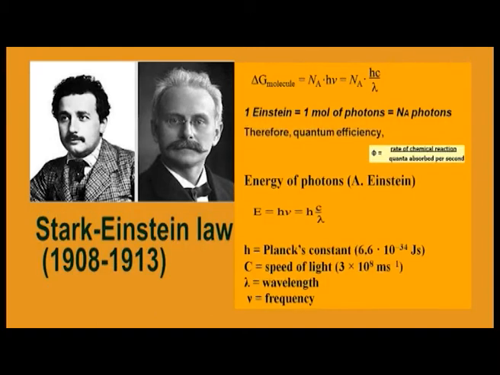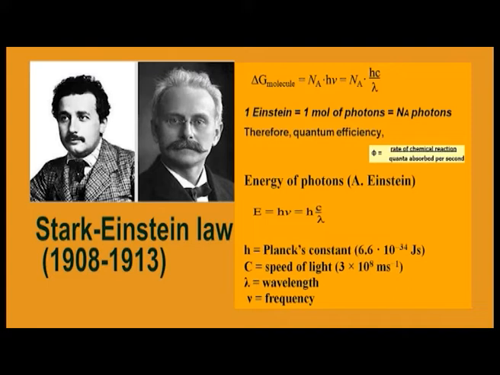For chemical processes, delta G, that is the free energy change of the molecule, can be calculated as N into h nu or N_A into hc by lambda, where N_A is the Avogadro number and nu is the frequency of the absorbed radiation. But if you convert the process into the molar form, because in chemistry we generally see the reaction in the form of moles because it is handy.